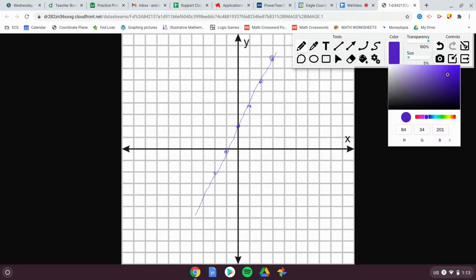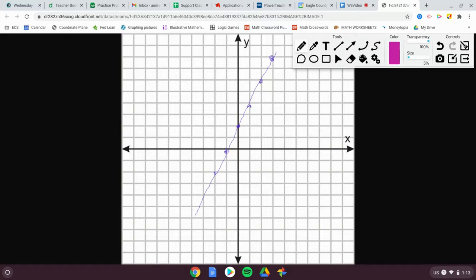And then I'm going to make another one. Let's make it in pink. And as I'm making this line, I'm realizing that they are parallel lines. That's the whole goal here. All right, so look at these two lines. What are the equations for these lines?